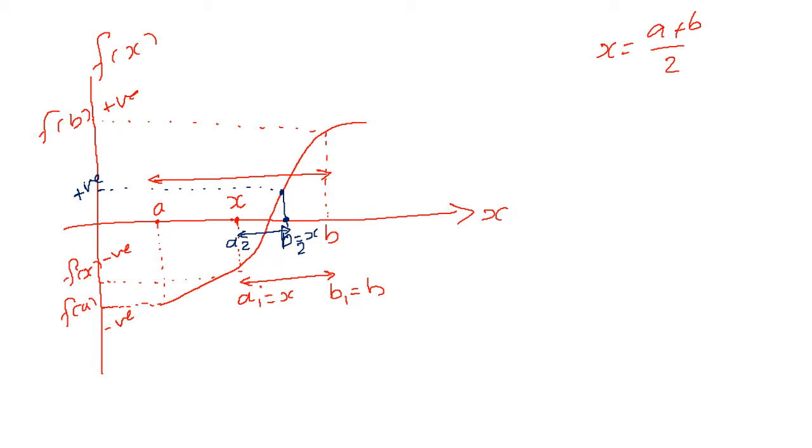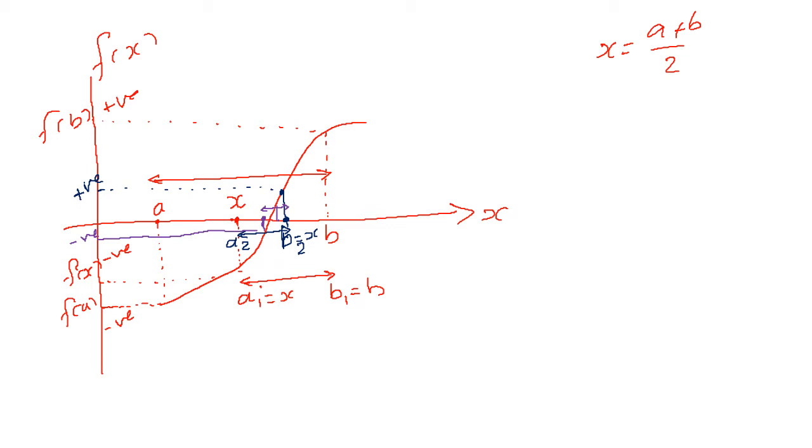We again calculate the midpoint of this interval. It will be somewhere here. Then we evaluate the function. That turns out to be negative. So we replace the lower limit, and now the interval is something like this. Again we calculate the midpoint, somewhere here. Then we evaluate the function, and that will be positive.